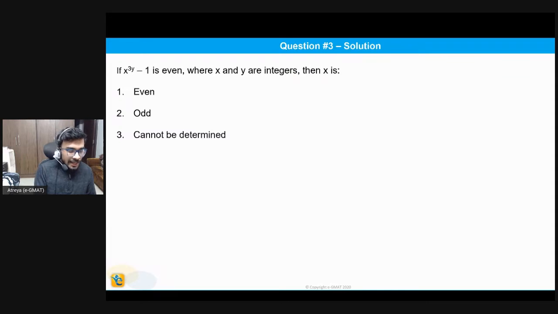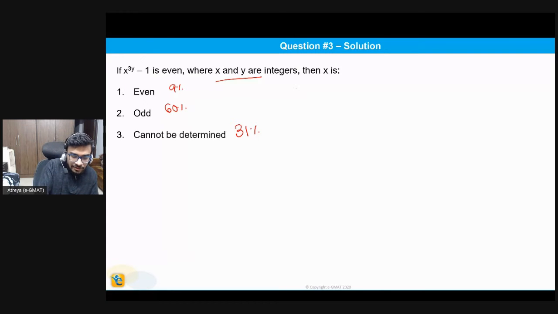Now here it's given that x to the power 3y minus 1 is even. Then we need to understand what is x, even or odd, where x and y are integers. Now let's look at the answer stats for this. I see 9% of you choosing option A, 60% of you choosing option B, and 31% of you choosing option C. All right. So here, let's discuss the question in detail because a lot of you chose the wrong options.